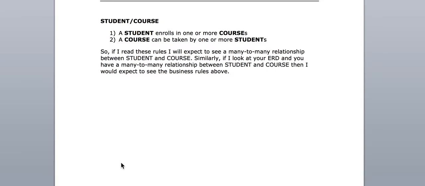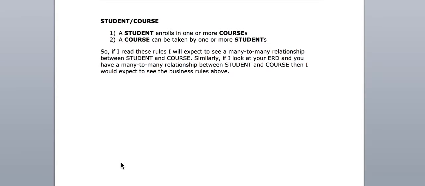A student enrolls in one or more courses, right? We have to account for all possibilities. Maybe a student has just enrolled in one course. Maybe a student has enrolled in 60 courses over the lifetime of their college career, okay?